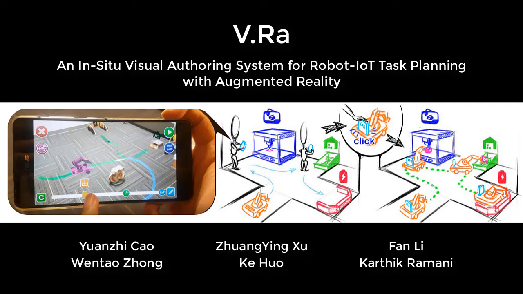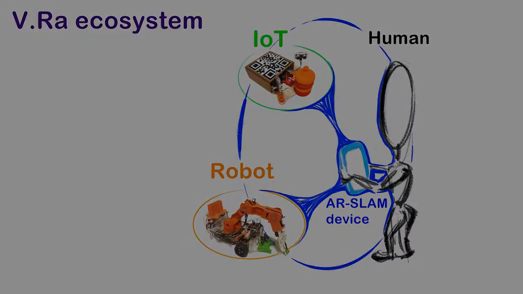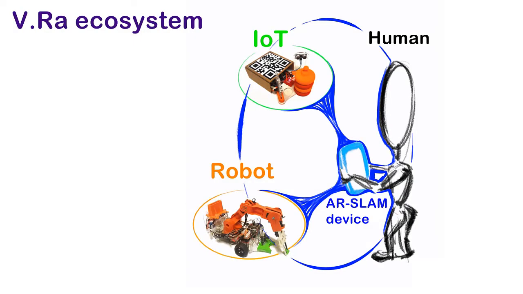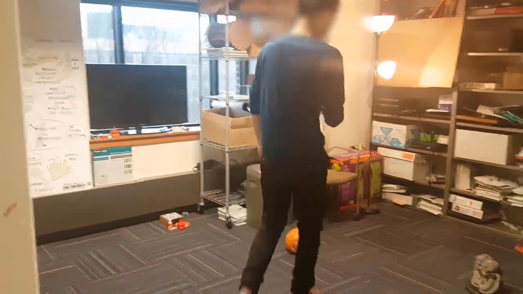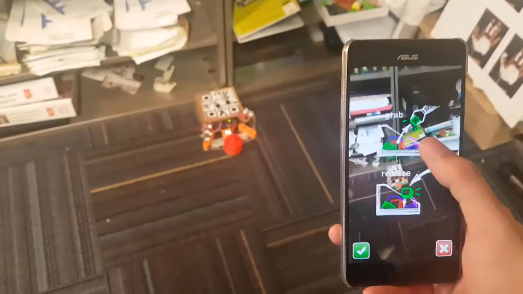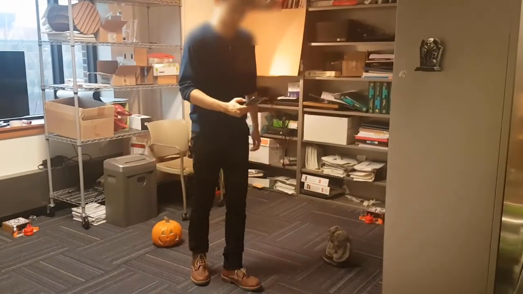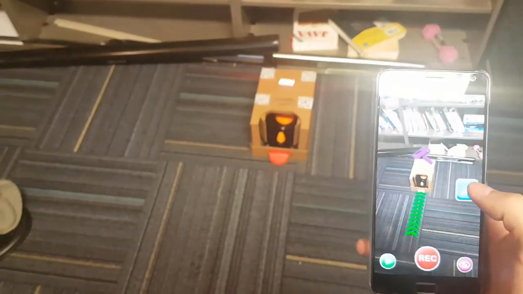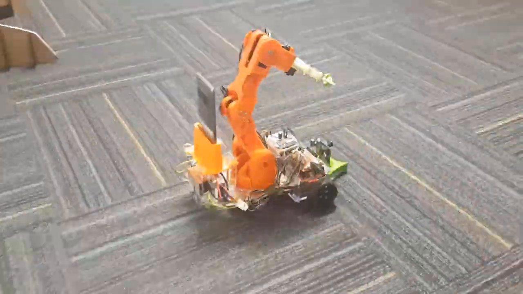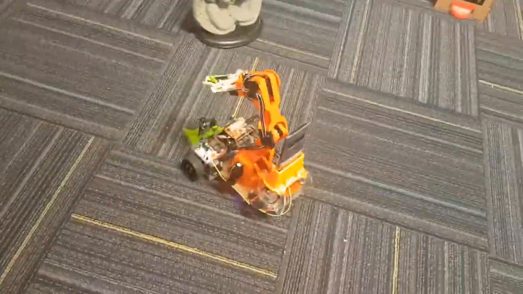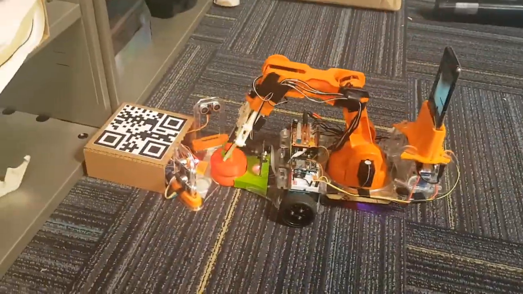We present Veera, an ecosystem designed for robot IoT task planning. In Veera, human, robot, and IoT are coherently connected together by a single AR SLAM device. User first spatially planned a task using the AR interface. When finished, he simply puts the authoring device onto the robot and it starts executing the task.